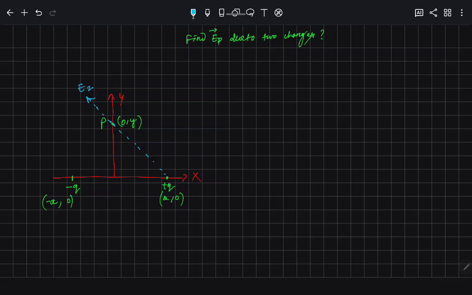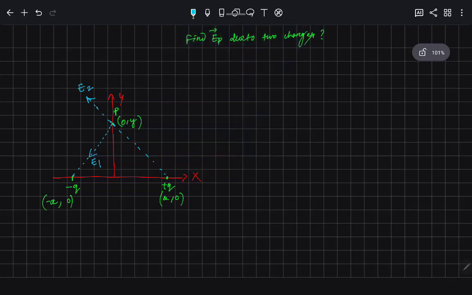Now for minus q, you know that the electric field will be along the negative direction. So for a negative charge, the electric field will be radially inward, and the electric field direction will be along this direction. Let's keep this one E1. Now our work is to find the electric field at point P.